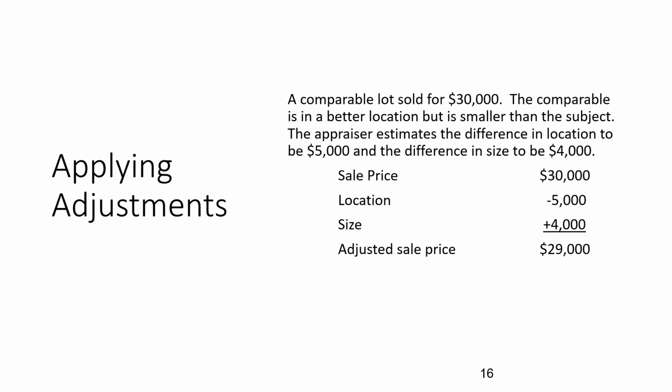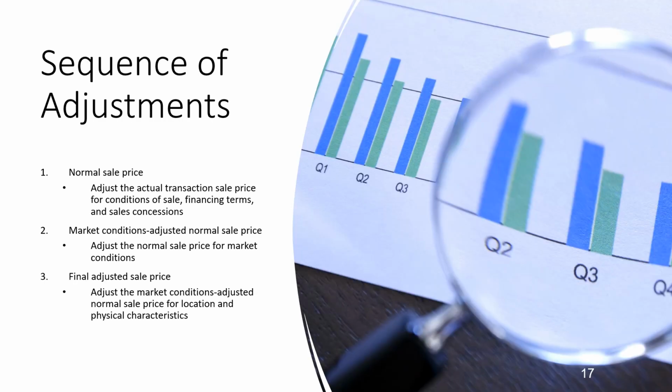An example of applying adjustments: a comparable lot sold for $30,000. The comparable is in a better location, but is smaller than the subject. The appraiser estimates the difference in location to be $5,000 and the difference in size to be $4,000. Here is our adjusted price. Sales price minus $5,000 plus $4,000 is $29,000.